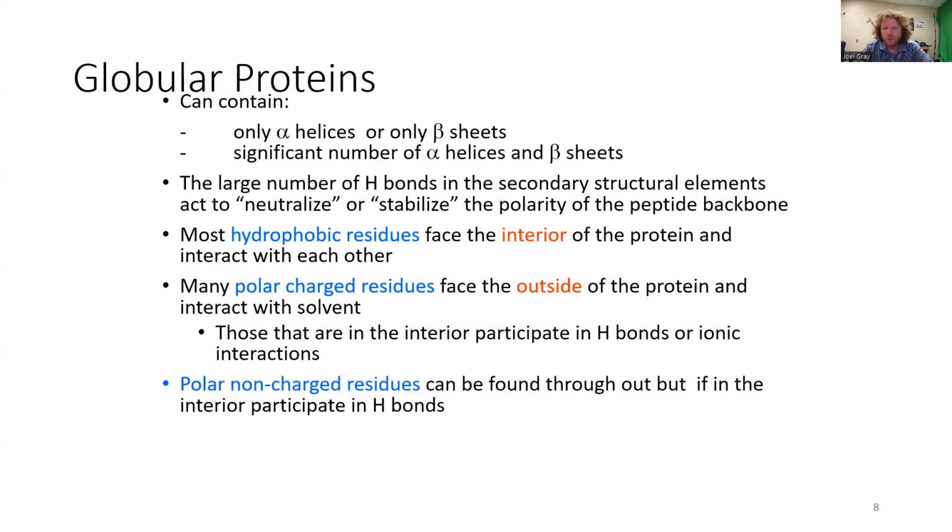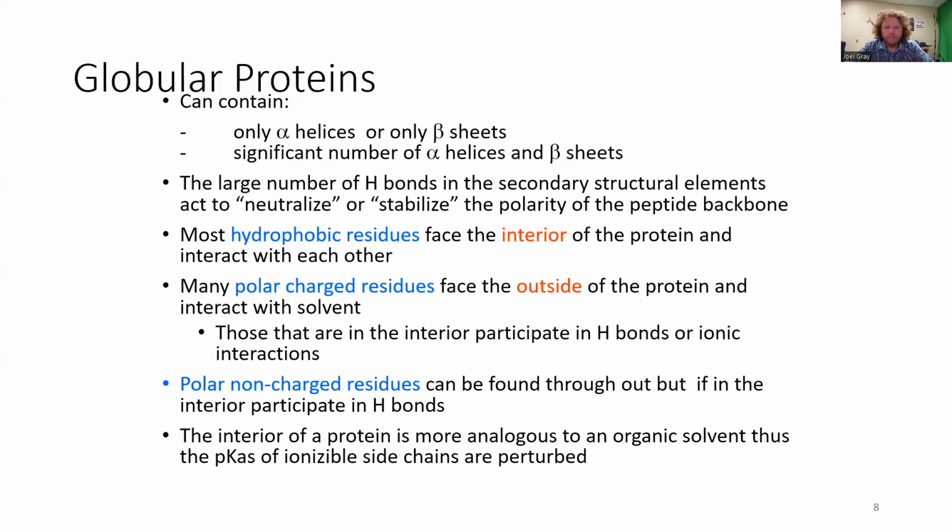Now, your polar non-charged residues can be found throughout, but if in the interior, they're going to participate in hydrogen bonds. So examples of those would be asparagine, glutamine, serine, threonine, tyrosine, and histidine. Those are amino acids that are going to stabilize hydrogen bonds or participate in hydrogen bonds.